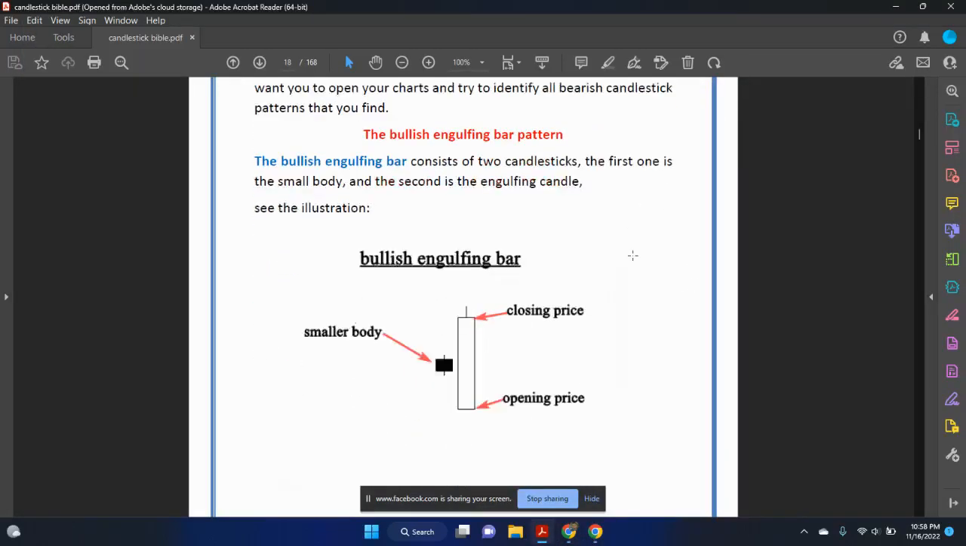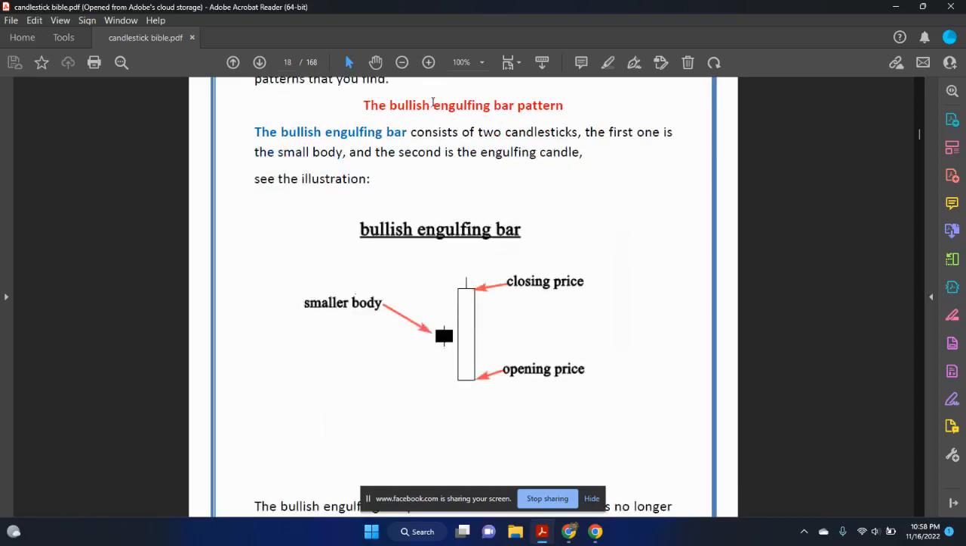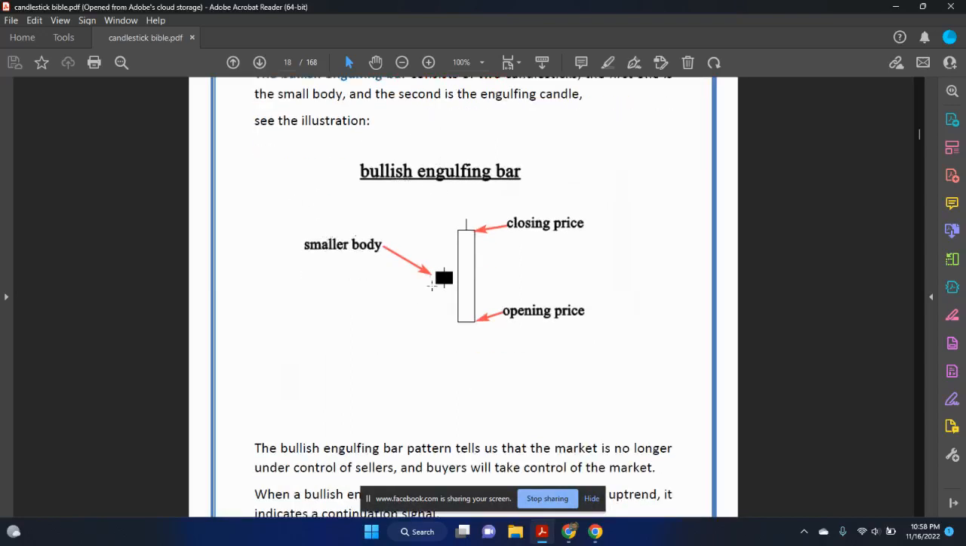Okay, alright, next we have the bullish engulfing bar candle. The bullish engulfing bar consists of two candlesticks. The first one is the small body, and the second one is the engulfing candle. And it has the illustration. We have that small candle here, and we have this big bullish engulfing candle as well. Right now, don't worry about the closing price or the opening price. I just want you to look at these candles.